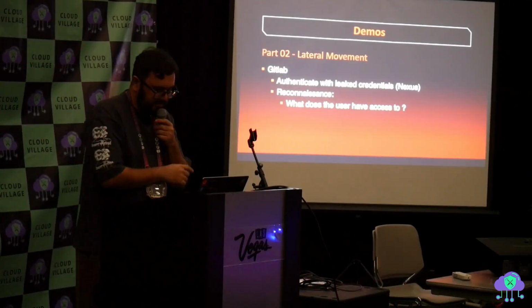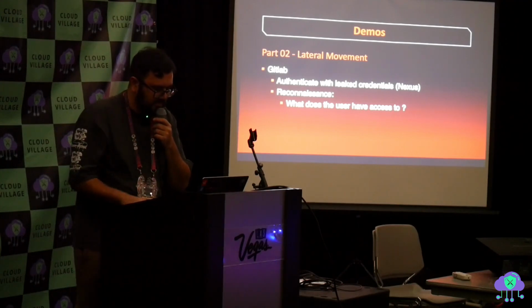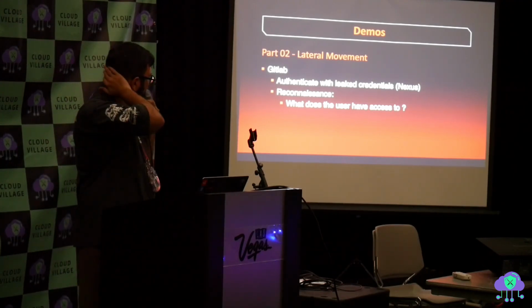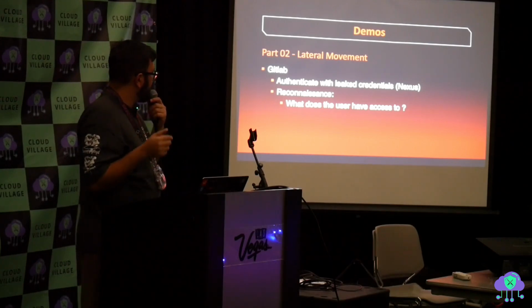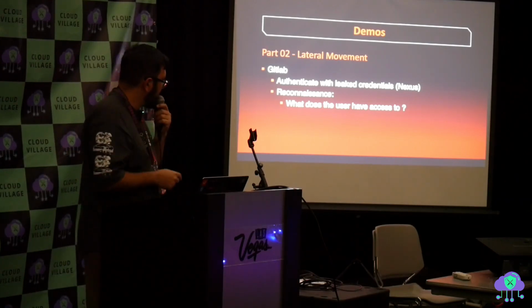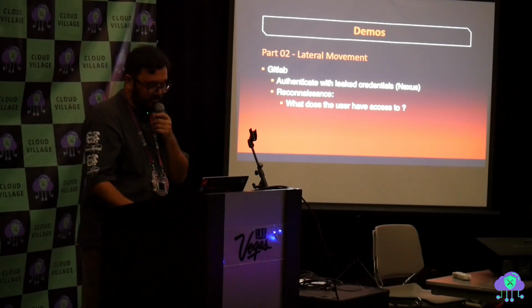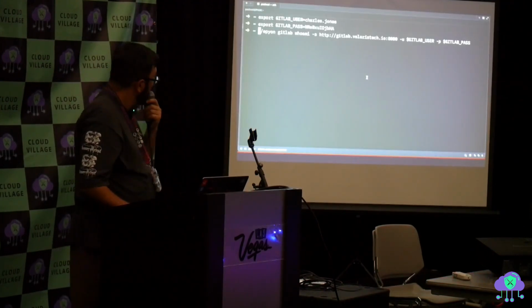Okay, so that was the first part, getting initial access. So now, for the second part, we're going to do a little bit of lateral movement. This time we're going to try and access GitLab with that proxy credential and see what we're able to get.